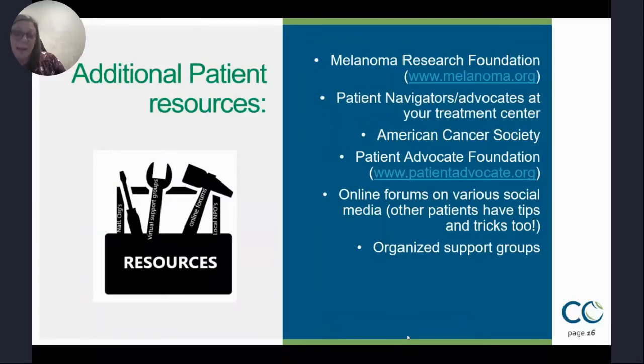There's the American Cancer Society, which has some funding options, housing options, and things like that. There is the Patient Advocate Foundation. So if you're having trouble getting your co-pays paid, your insurance coverage, or prescriptions paid for, you can contact the Patient Advocate Foundation. They can help you do that advocacy. There's also online forums on various social media platforms. That can always be great.